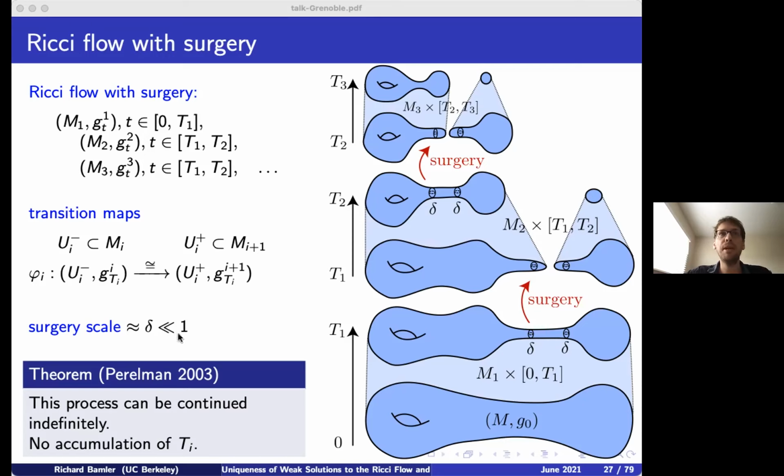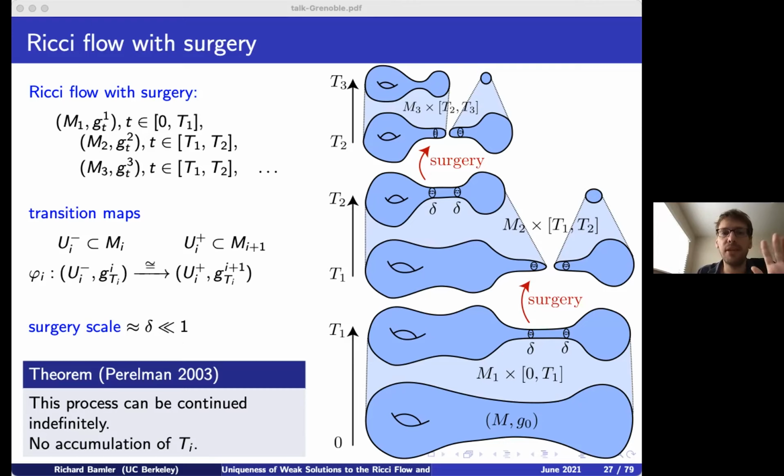So we will really be able to construct this Ricci flow with surgery, which will be defined for all positive times. We won't be running into some accumulation point of times. All right, sorry, are there any questions?